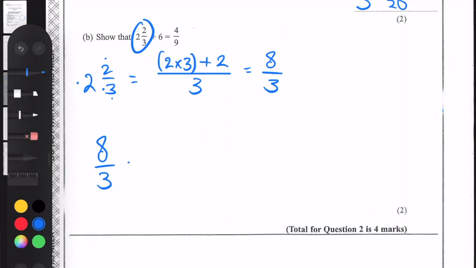8/3 divided by 6, and I'm going to have to prove it somehow equals 4/9. Now the rule is, when you divide by 6, I don't want to make the top 6 times bigger, because what happens is, I've just multiplied the whole thing by 6.